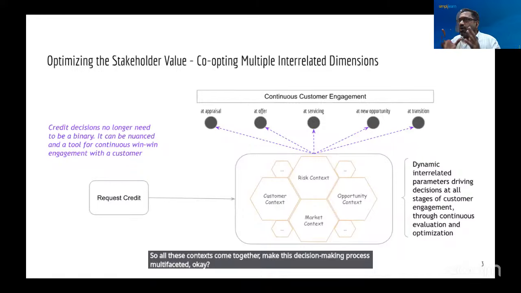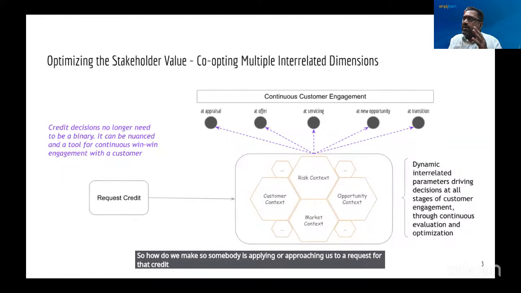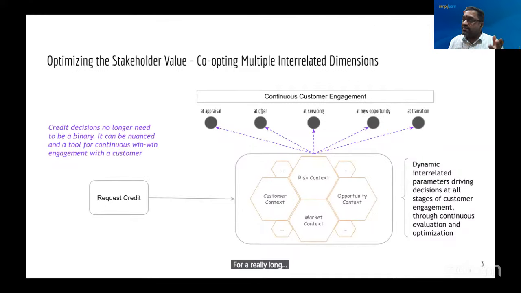So somebody is applying or approaching us to request that credit. That can be taken into account in how we can dynamically price something, how we can create this scenario and lend it to that person, get the loyalty, continue to have that customer for a really long duration and do continuous business with them. So it all spans into that.